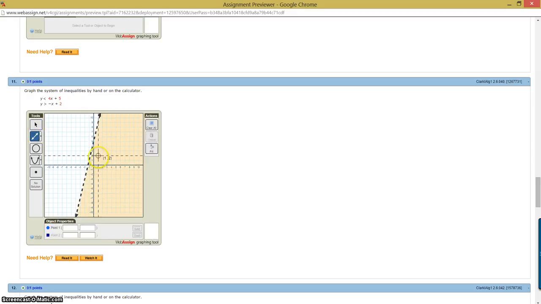And the next one, 2 is the y-intercept. My slope is -1, so that looks like that. And this is also a dashed line because it has no equal symbol. And this says y is greater than, which happens to be up here.